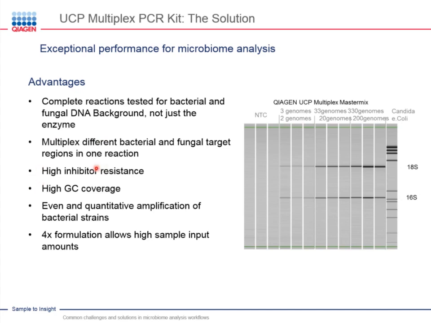The other point is we have a high inhibitor resistance. So in case you're using extraction kits without inhibitor removal technology, like our UCP QIAamp family, which on the other side has a host DNA depletion, also a good point depending on your sample material, and we have a high GC coverage. So we could show that we can amplify from 25 to 85% GC without any modifications of the protocol or the mix.